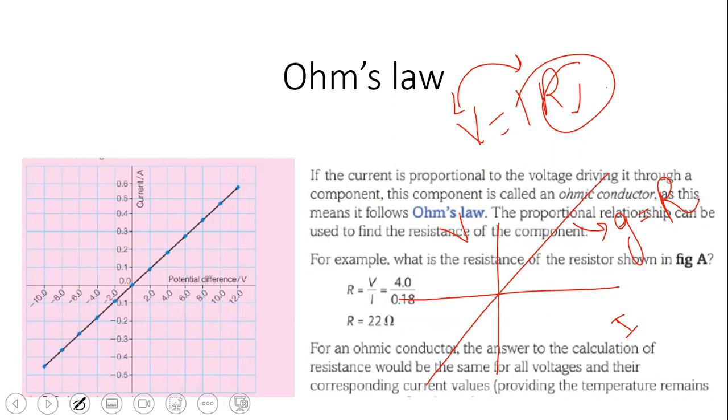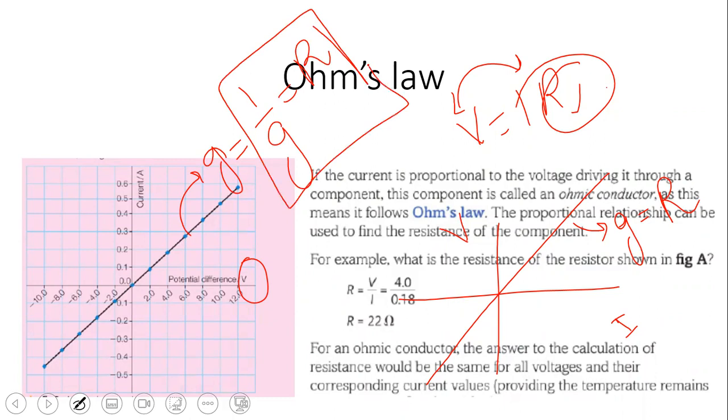If voltage is on the x-axis instead of current, in that situation, you will first find the gradient of the line, and then you will reciprocate it to find the resistance. So you can calculate the resistance from the graph.